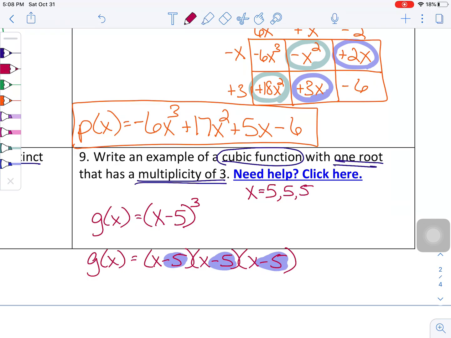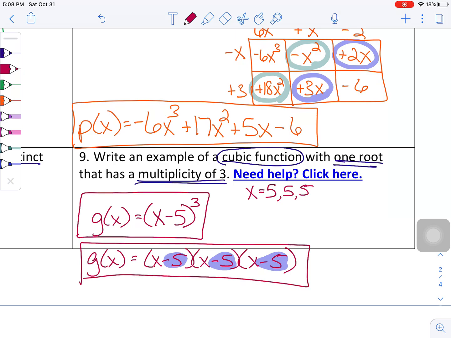Okay, so whichever way you want to write it, totally up to you. But because it said one root, each one of those factors has to have the exact same number in it. And we just happen to use it 3 times.